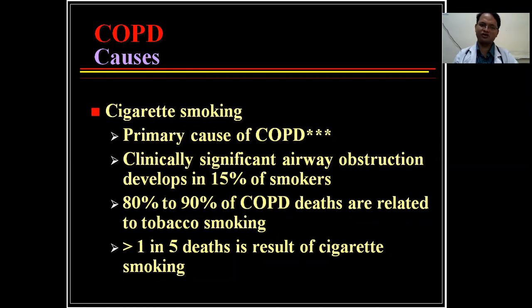So what are the causes of COPD? Smoking, cigarette smoking. We all know that cigarette smoking is the most important primary cause of COPD. This has to be noted carefully. Generally, clinically significant airway obstruction occurs in about 15% of smokers. And 80 to 90% of COPD deaths are related to tobacco smoking. And 1 in 5 deaths, that is 20% of deaths, are because of cigarette smoking.